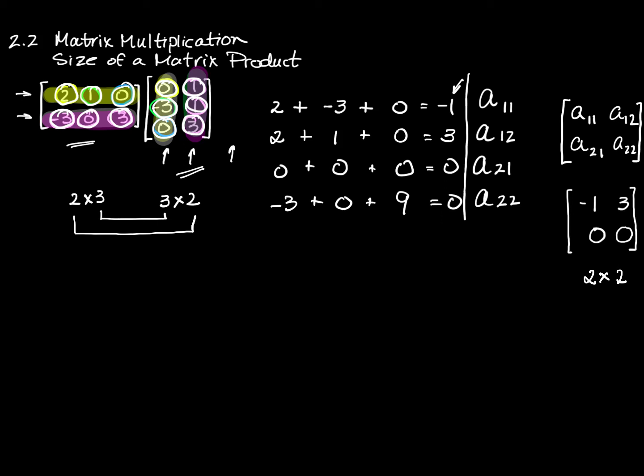So the size of the matrix is. So I'm going to, first of all, try to do an example where you can't do the multiplication, just to show you one of those and kind of convince you that these inner values have to be equal. And then I'll do another example with slightly different sizes of matrices.